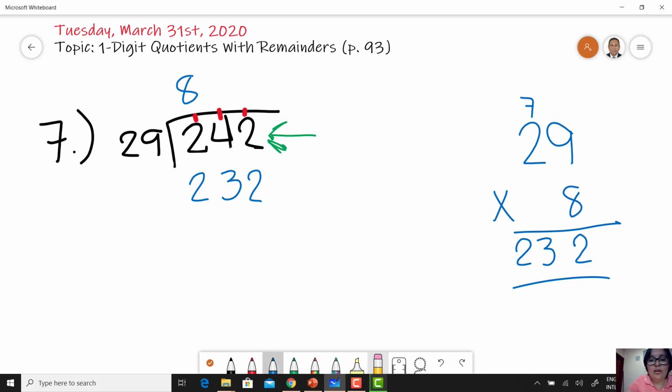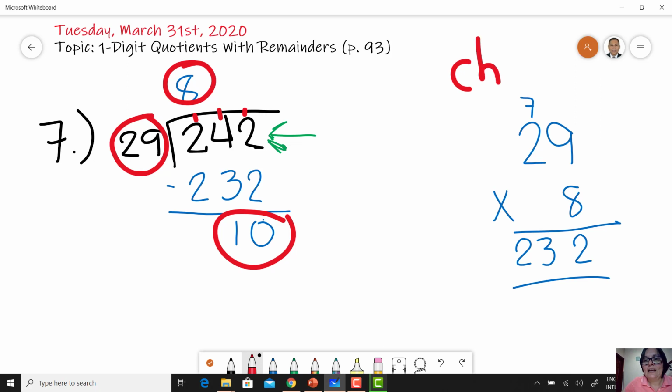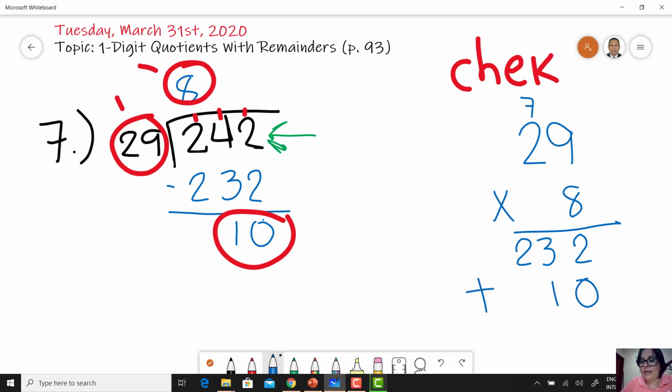And then we have to subtract. 2 minus 2, 0. 4 minus 3, 1, and 2 minus 2, 0. So the answer is 8, remainder 10. Remember that we have to multiply this times this plus this to check. And we already multiplied this times this, 29 times 8. So what we have to do is only to add the remainder. Let's add the remainder to see if it's okay. Plus 10. 2 plus 0, 2. 3 plus 1, 4, and 2 plus anything, 2. So if you can see, here we have 242, and also here we have 242. So number 7 is correct.